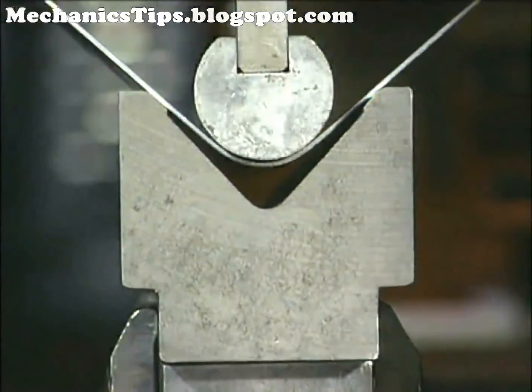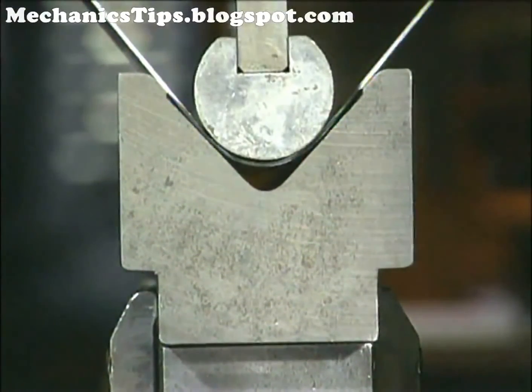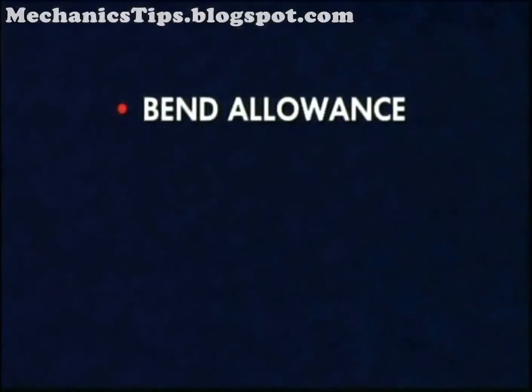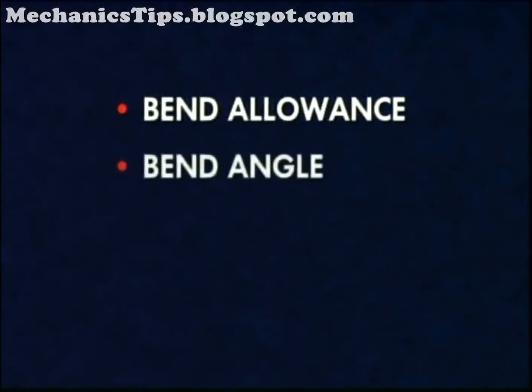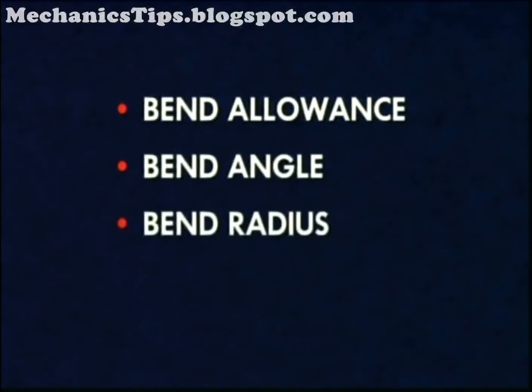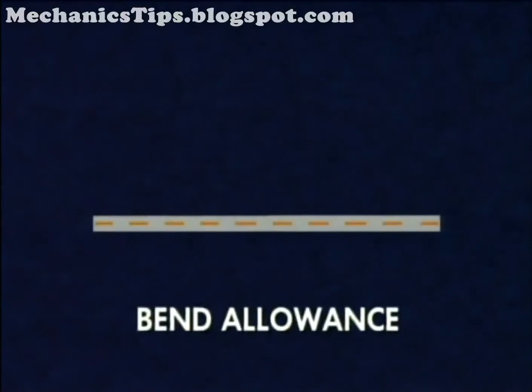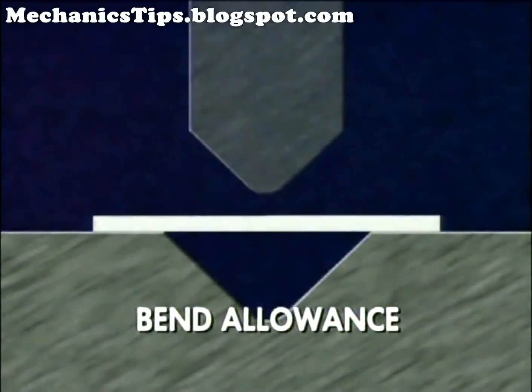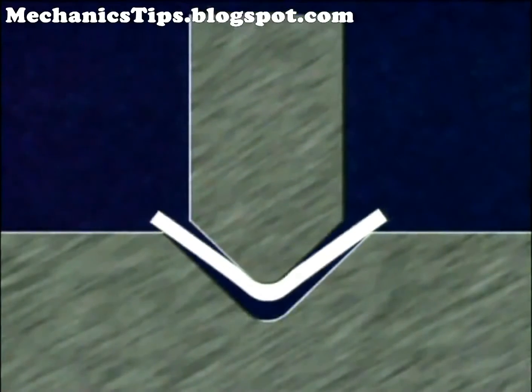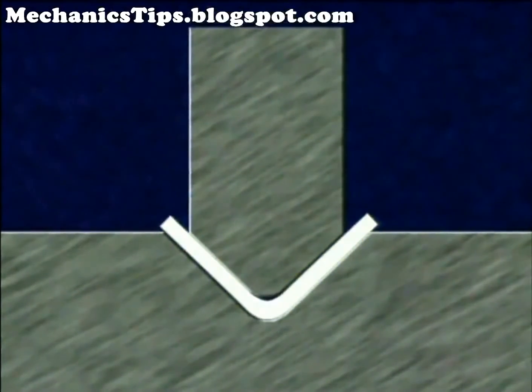the neutral axis. The principal terms used to describe bending on press brakes are bend allowance, bend angle, bend radius, and spring back. Bend allowance is the pre-bent length of material that must be included in a blank to allow for any deformation that occurs due to the bending operation.